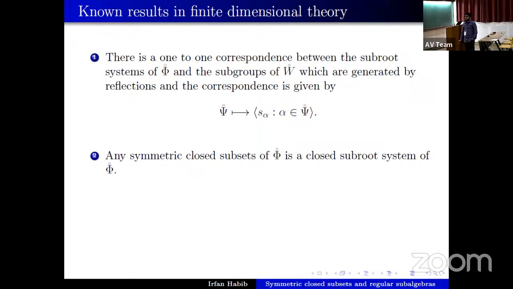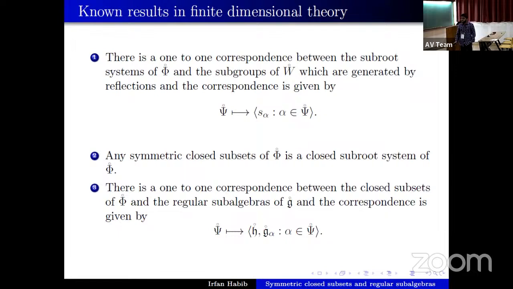This is very exclusive to the finite case. Any symmetric closed subset of phi naught is a closed subroot system. This can be proved using the root string property. We shall try to understand what happens to this statement in the affine case.